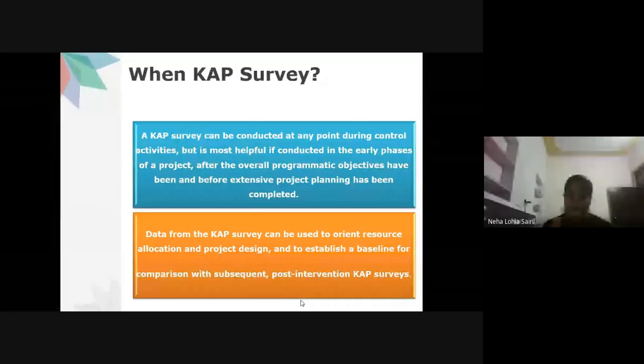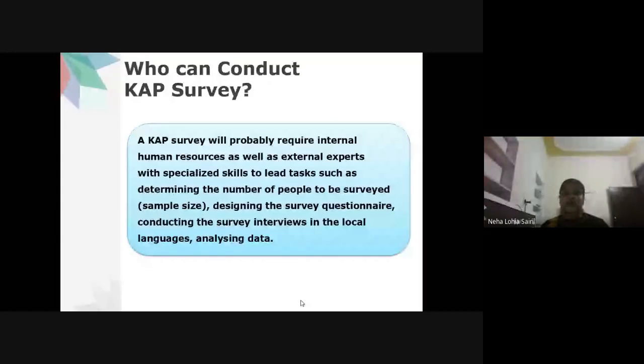Okay. Then who can conduct a KAP survey? A KAP survey will probably require internal human resources along with external experts with specialized skills to lead tasks such as determining the number of people to be surveyed. So the decision of sample size has to be made by a statistician. Then you have to design a survey questionnaire. So whoever is responsible for conducting a KAP survey should have the knowledge of how to design a survey questionnaire, how to conduct a survey interview.